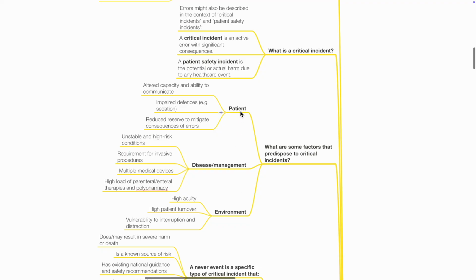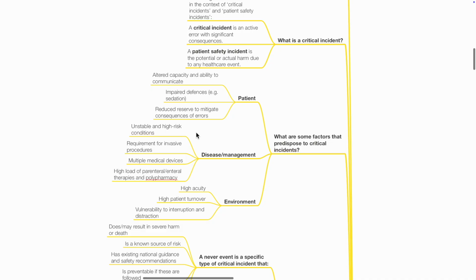Patient factors include altered capacity and ability to communicate, impaired defenses such as sedation, and reduced reserve to mitigate consequences of errors. Disease or management factors include unstable and high-risk conditions, requirement for invasive procedures, multiple medical devices, and high load of parenteral or enteral therapies, or polypharmacy. Environmental factors include high acuity, high patient turnover, and vulnerability to interruption and distraction.